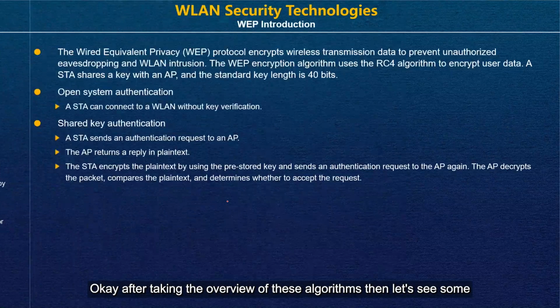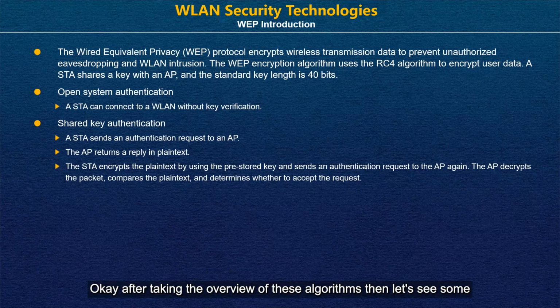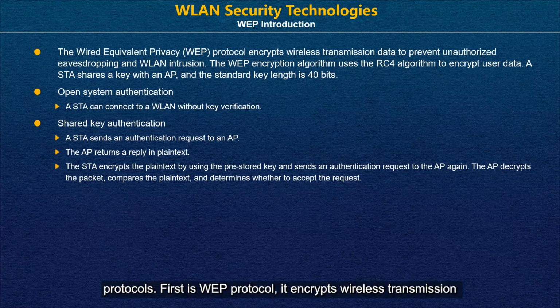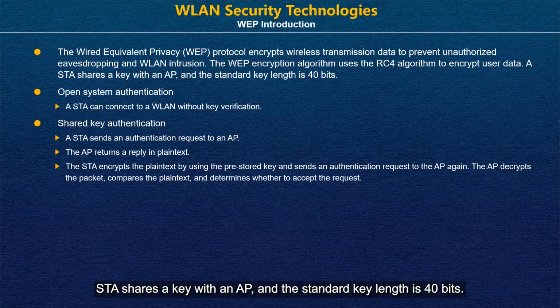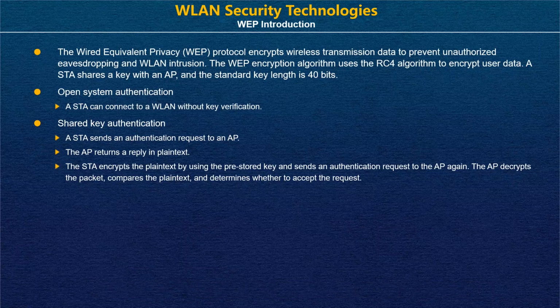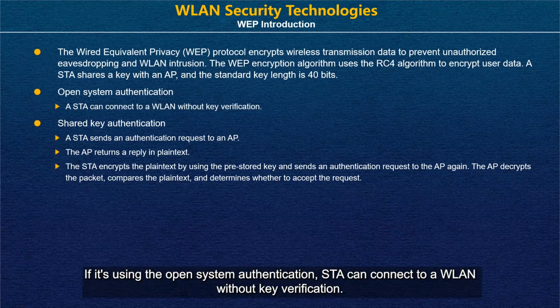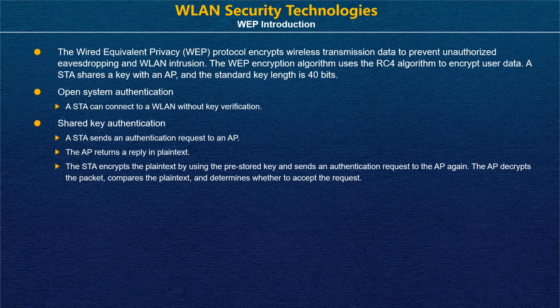Okay, after taking the overview of these algorithms, let's see some protocols. First is the WEP protocol. It encrypts wireless transmission data to prevent unauthorized eavesdropping and WLAN intrusion. The WEP encryption algorithm uses the RC4 algorithm to encrypt user data. A STA shares a key with an AP, and the standard key length is 40 bits. If it's used in open system authentication, the STA can connect to a WLAN without key verification.